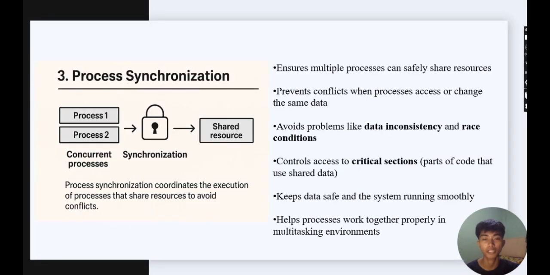Process synchronization ensures multiple processes can safely share resources. It prevents conflicts when processes access or change the same data. It avoids problems like data inconsistency and race conditions. It controls access to critical sections, parts of code that use shared data. It keeps data safe and the system running smoothly. It helps processes work together properly in multitasking environments.